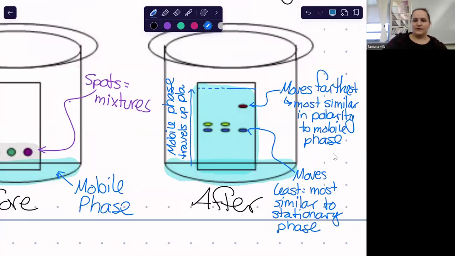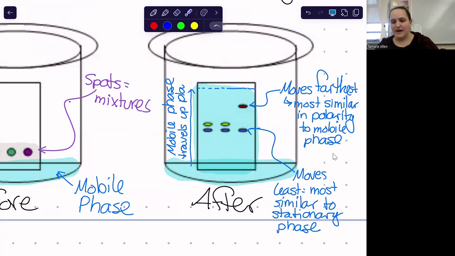So this allows us to detect that we do in fact have a mixture, that what over here looked like a purple dot is in fact comprised of a red and a blue, and lets us understand something about the relative polarities. Note that I have just phrased this as more similar to mobile and more similar to stationary. Which of those is more or less polar varies.